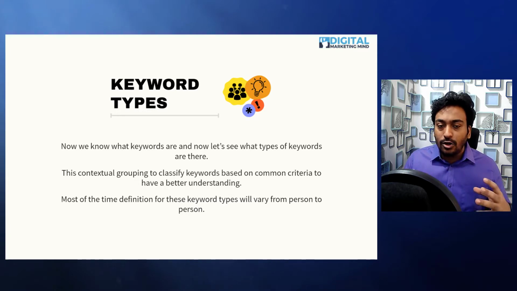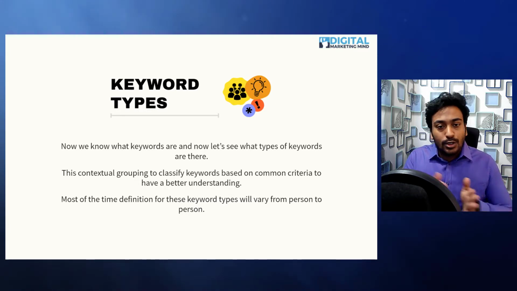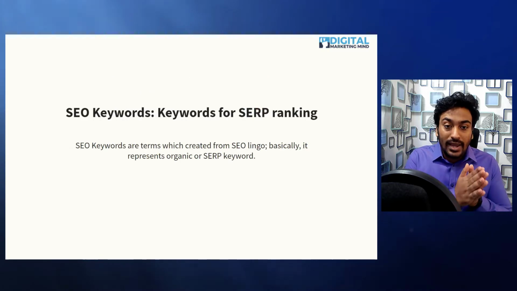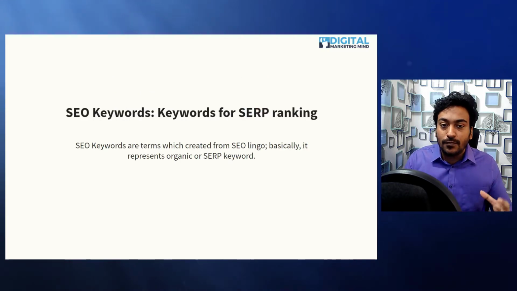So all these are logical groupings which will vary from person to person depending on their definition, but just use this as a guiding factor. Don't think too much into this and see accurately what is what. Just use this to help you with understanding and to do the keyword research process much more effectively. First, let's take a look into SEO keywords, which are keywords for SERP ranking. These are my personal classification.